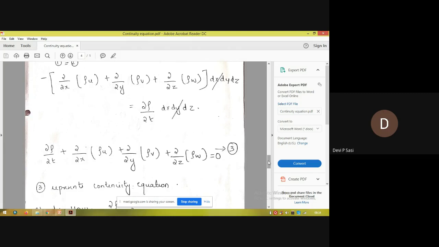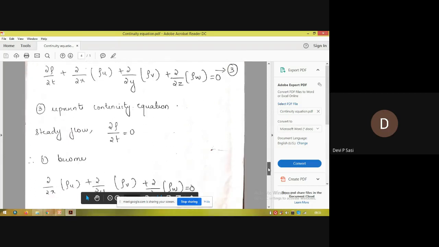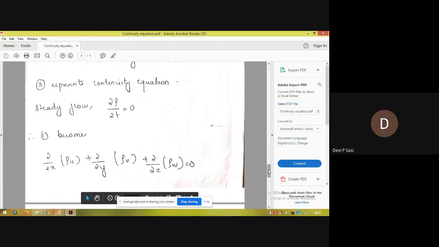Now, equation 3 is a continuity equation, and we can consider some cases. Case 1: if it is a steady flow, rho will be constant. So for steady flow, we may write the continuity equation as follows: rho is constant, so this term disappears. So dou by dou x of rho u plus dou by dou y of rho v plus dou by dou z of rho w.